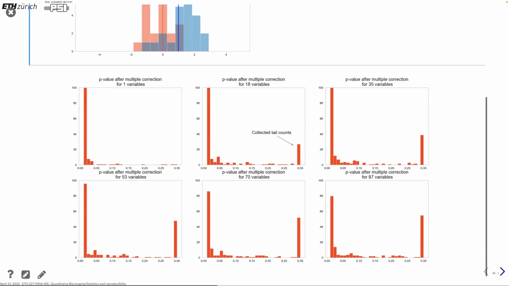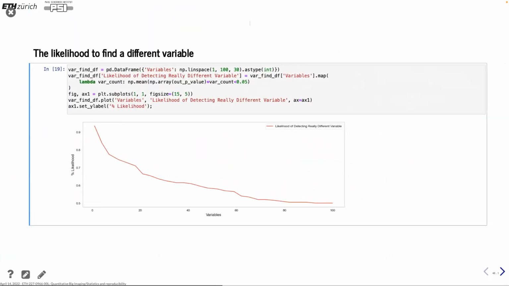So the message here is, in principle, if you do multiple variables that you want to investigate, you need to scale your confidence level in order to get the right results. And here you can see also the likelihood to find a different variable is actually decreasing with the number of tests.